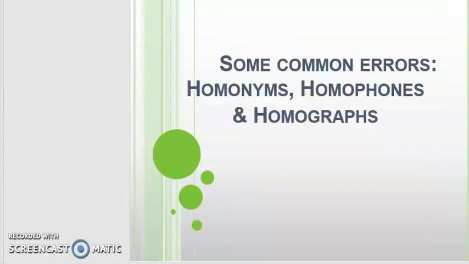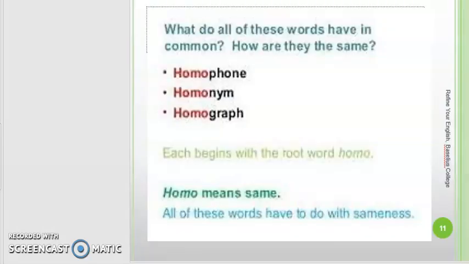The next common error that we move on to is while speaking and comprehending and understanding, apart from the vocal features we saw, three of which were pause and pace, stress and intonation. Another thing that we would have to understand is homophones, homonyms, and homographs. What do these words have in common? All of these start with the word homo, and homo means same. Phone, nym, and graph is the only different part of it.